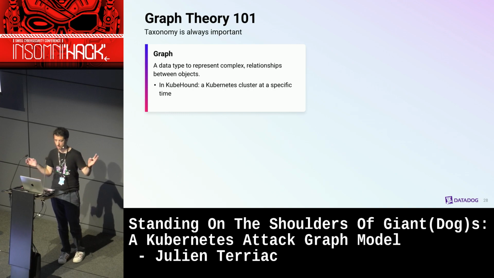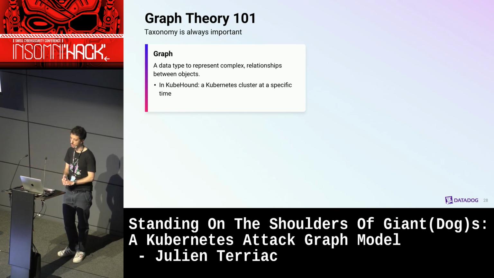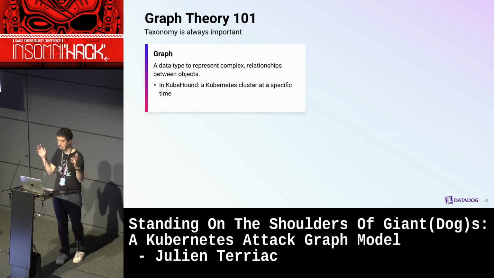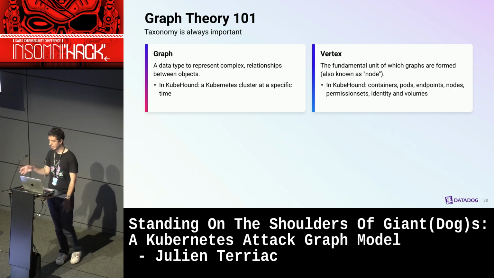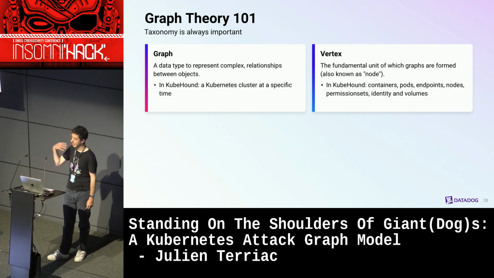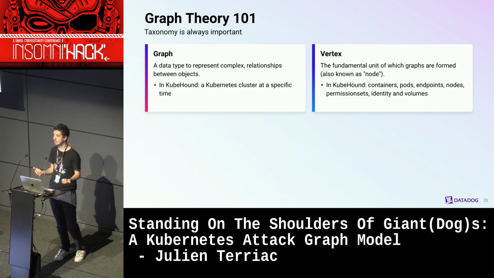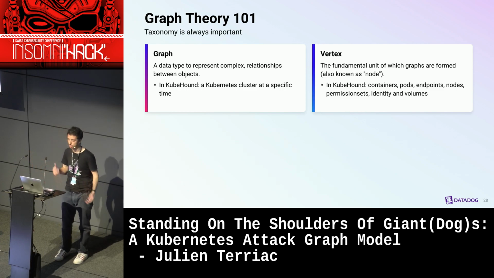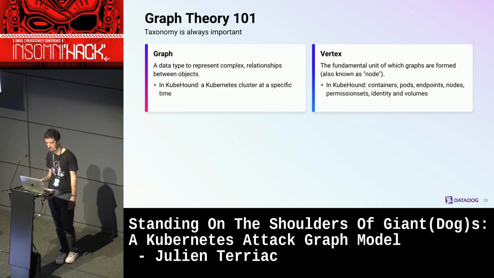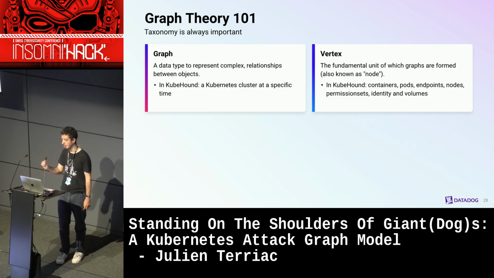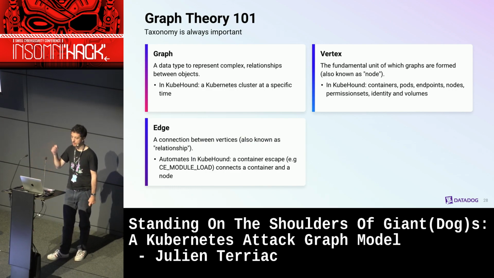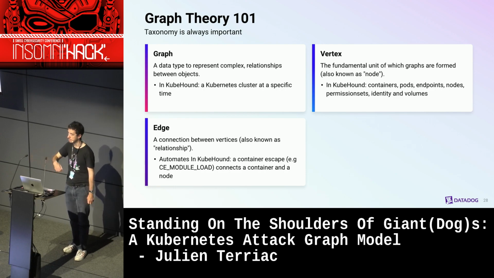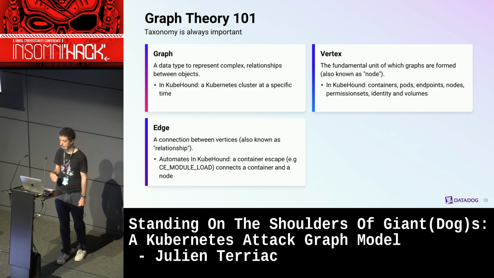So a graph, what is a graph? It represents relationships between complex objects, and here it's limited to one cluster at a time. Vertices are the entities you have. So in Hound, it's containers, pods, roles, nodes, permission sets (I will come to that a little bit later because that's a custom thing in KubeHound), identities and volumes. Edges are the relations between those objects. And every time you link an object to another, it means there is an attack you can actually do. For example, if you link a container to a node, usually it's a container escape.